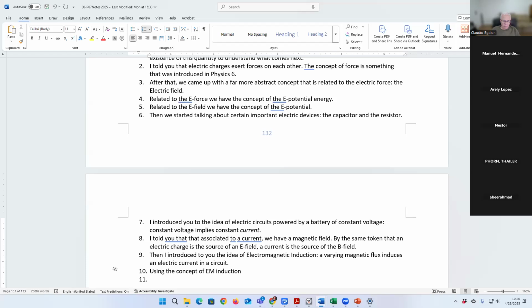Now let's put E, B, B for magnetic induction. I introduced you to a very important device, the generator. And now that we have a generator, we can do some neat things with the generator.